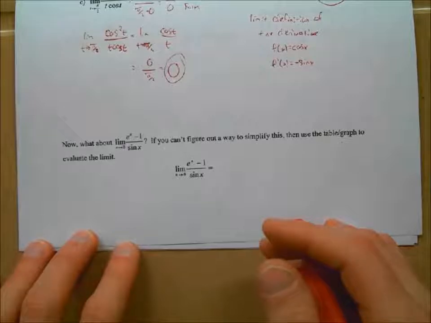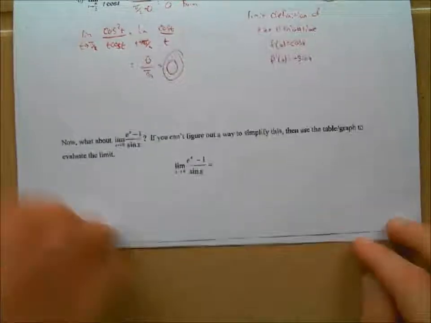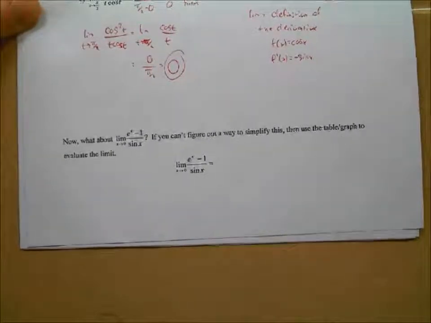So what about something like the limit as x approaches 0 of e to the x minus 1 over sine of x? If you can't figure out a way to simplify this, then you can use the table/graph to evaluate your limit. All right, so why don't you guys go ahead, get those calculators out, see if you can remember how to do that. All right.